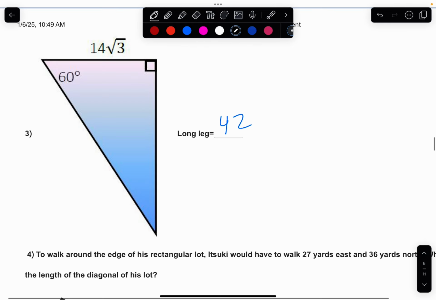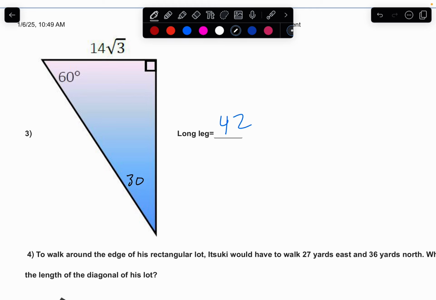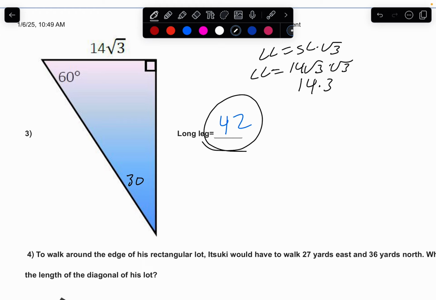Here we have another 30, 60, 90. We have the short leg this time, and we want the long leg. The long leg equals the short leg times root 3. So the long leg is going to equal 14 root 3 times root 3. That's the short leg. 14 root 3 is the short leg. Times root 3 would be 14 times 3, which is 42.